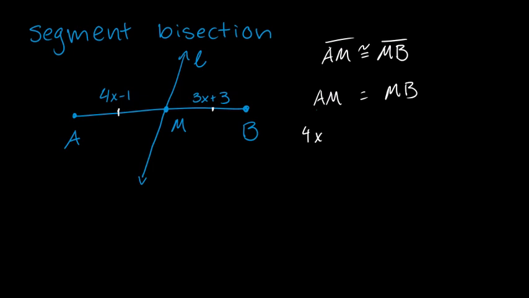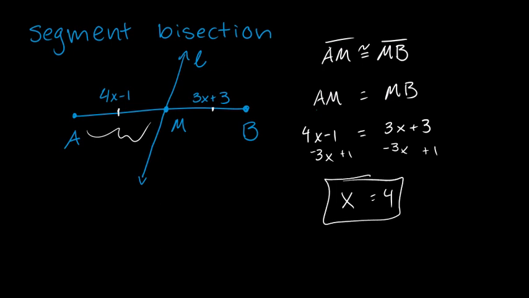And AM is written as 4x plus 1, that is the value. And MB is written as 3x plus 3. So from there, I can solve for x. I can solve for x by combining my like terms. I'm going to move my x's over to the left side, so I'll get x, and then I'm going to add 1 and get x equals 4.